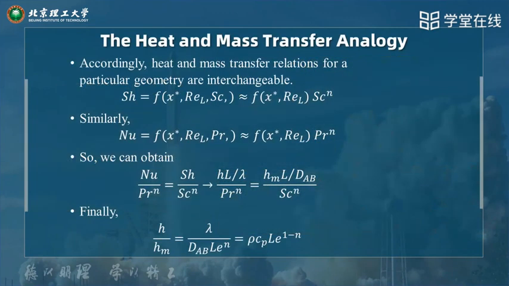Heat and mass transfer analogy. Accordingly, heat and mass transfer relations for particular geometry are interchangeable. So we obtained a relationship: the Sherwood number is a function of x star, Reynolds star, and Schmidt star power n.